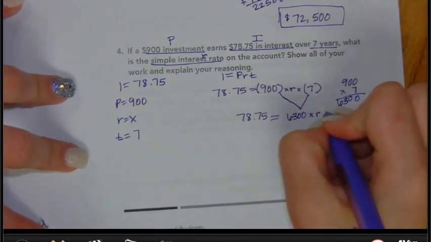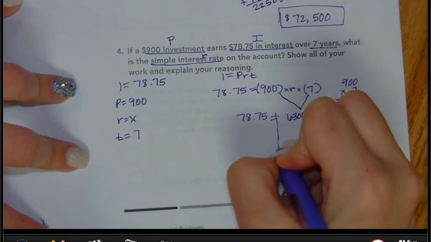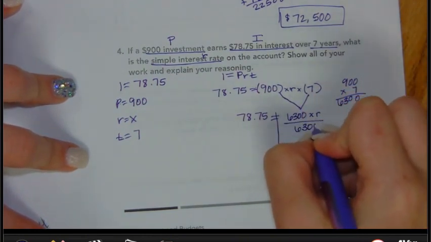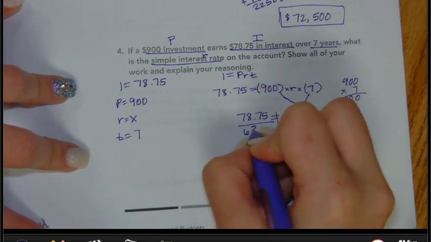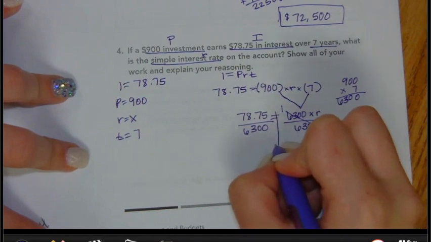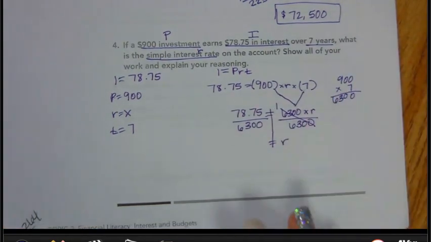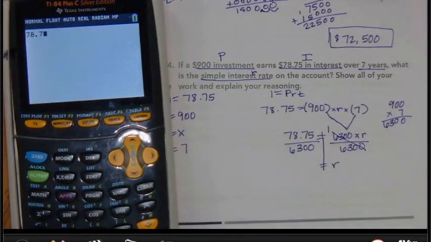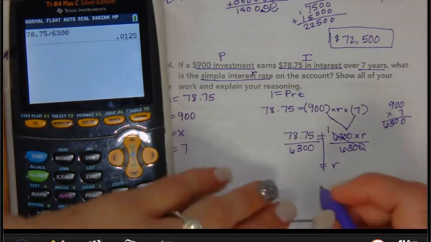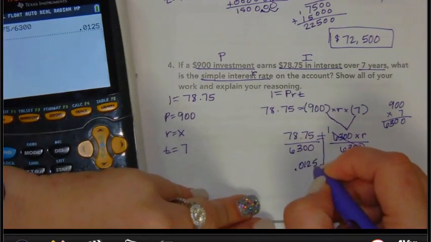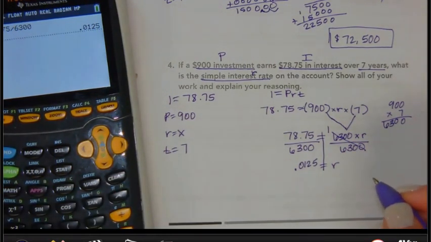Now, we should be able to solve this from here because it's a one-step equation. To get R by itself, I need to do the opposite of what I see. And what I see is multiplication. So I'm going to think division, and I'm going to divide those two numbers together. And let's see. 78.75 divided by 6,300. And my decimal is 0.0125. That is what my decimal is.